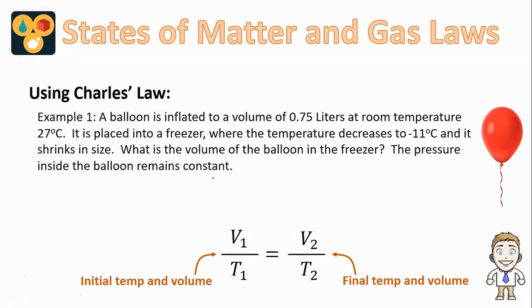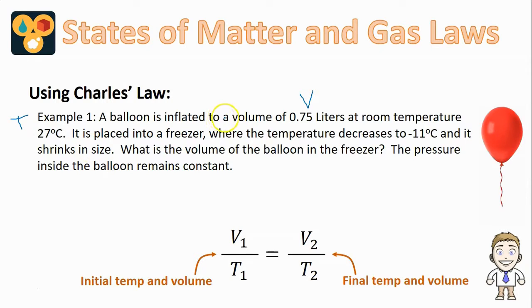So first, let's read through the problem and label each number as a V, T, or P so I know where to use it in the equation. First, it says the balloon is inflated to a volume of 0.75 liters, so that's a V. At room temperature of 27 degrees Celsius, so that's a T. Those are probably V1 and T1, but I'm not quite sure yet, so let's read on.